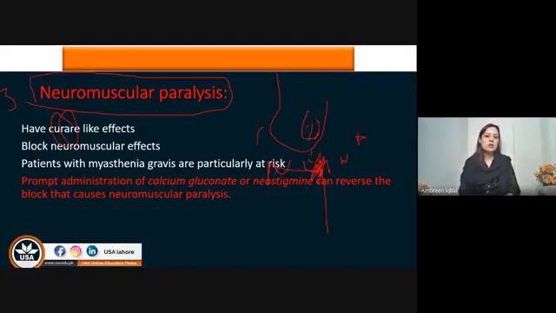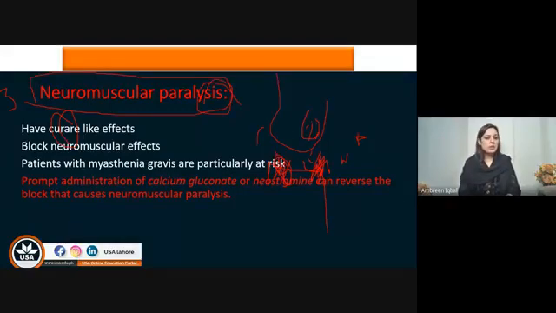When this receptor is blocked, it doesn't allow the acetylcholine to attach here. When the acetylcholine is not able to attach to this receptor, it would not be able to produce the next contraction, and this way it is going to cause the relaxation of the muscle, and if this relaxation continues, we are going to call it paralysis of the neuromuscular junction.